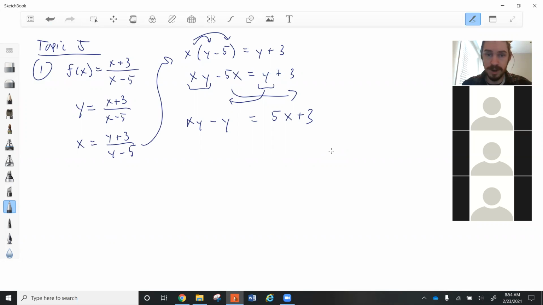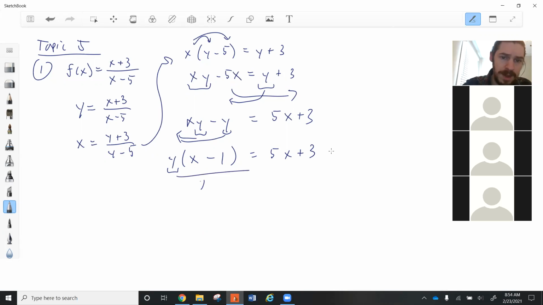Just shuffle things around. And then you say, I have this y in both terms on the left side, so we're going to factor it out. Y is now on the outside. What's left over is, from the first term, an x, and from the second term, a minus 1, right? Now, to solve for y, all we do is divide both sides by x minus 1, and then we're good. So that cancels out. So now y equals this, and that's what f inverse is.